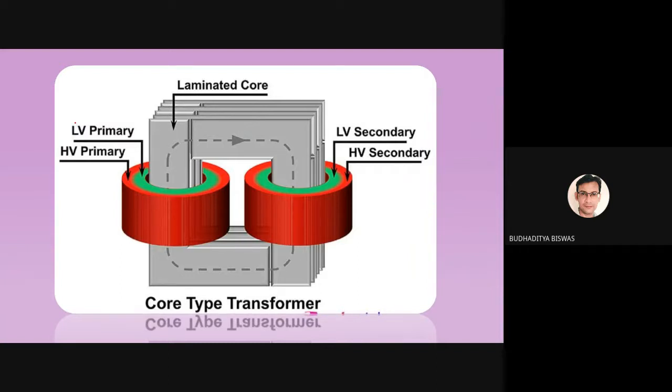So if V1 is greater than V2, that is, if the secondary voltage is decreased compared to the primary voltage, then what about the secondary current? What is the relation between I1 and I2?